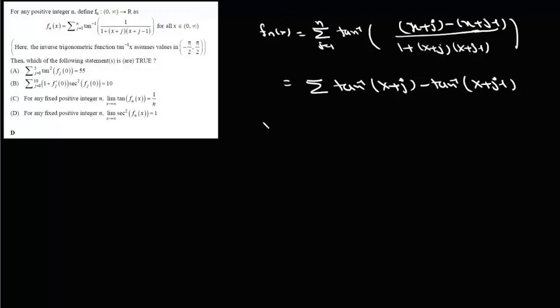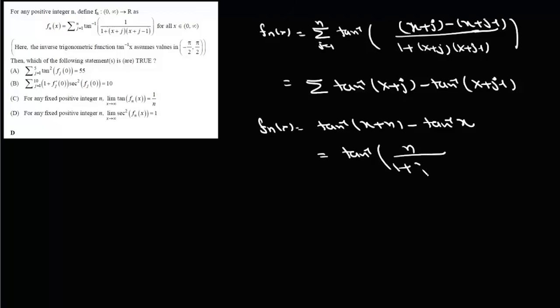Now if we use telescopic summation, we will get this f_n(x) as tan inverse (x plus n) minus tan inverse x. So this f_n(x) will be simply tan inverse n upon 1 plus x into (n plus x). Now in the question we are given that x belongs to 0 to infinity, so we have no information about f(0), so we cannot comment anything on options A and B since they contain f(0). So we discard options A and B.